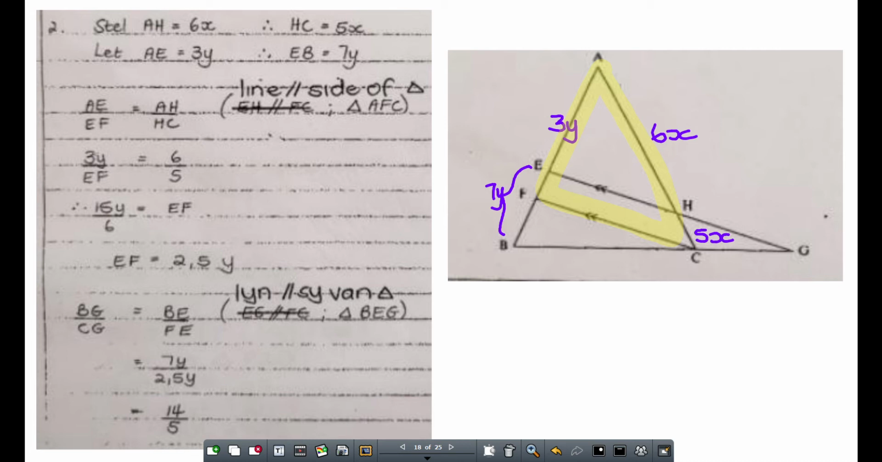Okay. So now that we have that, ek gaan gou hier inskryf. So EF is 2,5y wide, meaning I can now actually get BF. Goed, so, kom ons kyk gou. Next, they talk about BG over CG. Okay, in other words, we are working with this triangle.